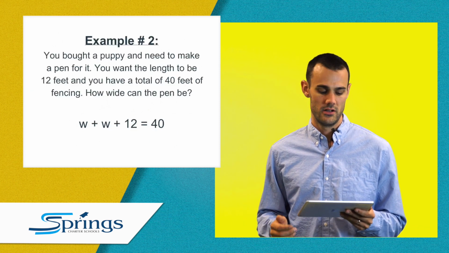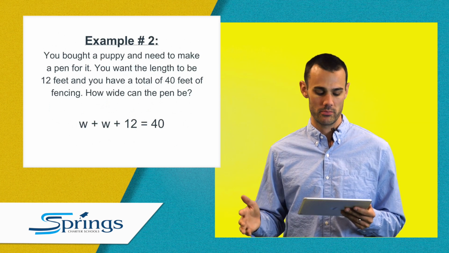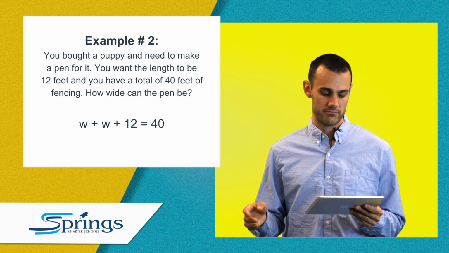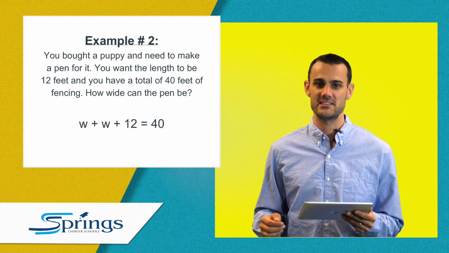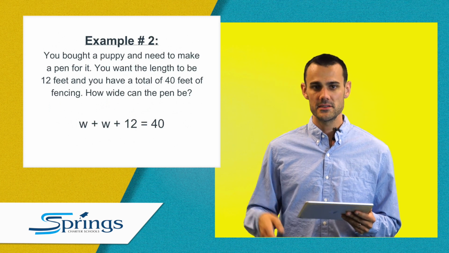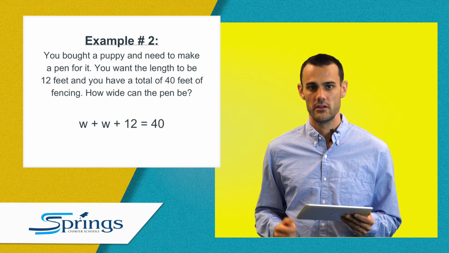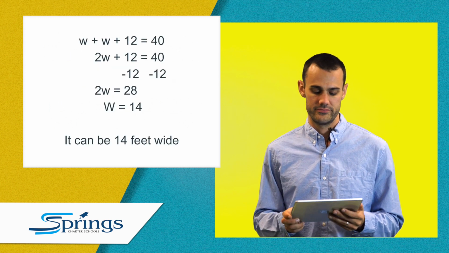Here's another example. You just recently bought a puppy and need to make a pen for it so it can stay in it when you're not home. You want the length to be 12 feet and you have a total of 40 feet of fencing available. How wide can your pen be? To set up this equation, I put w plus w plus 12 equals 40. Let's go ahead and solve that.